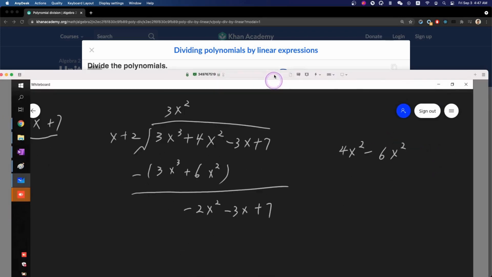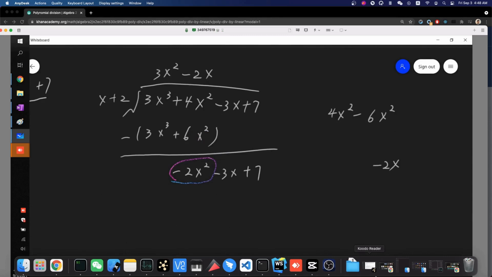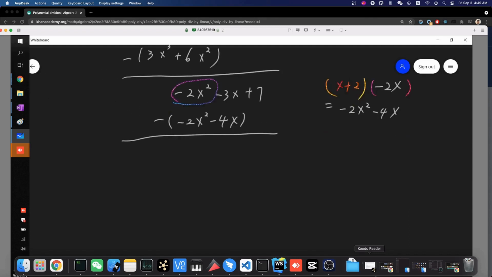Okay, but now, what could we do? So I'm going to use minus 2x. Why did I choose negative 2x? Well, because this one is a negative number. So for this case, if we multiply the negative 2x with x plus 2, what would we get? We would get negative 2x squared minus 4x. So we write it in here. Alright, for this case, the negative 2x squared was cancelled out. Negative 3x plus 4x would be just equal to 1x, which is x.